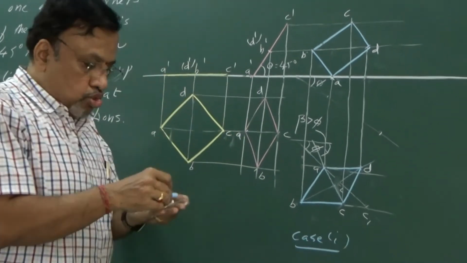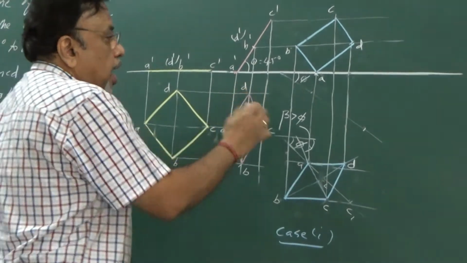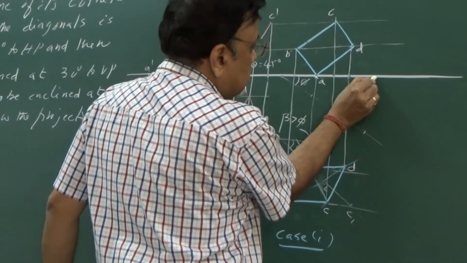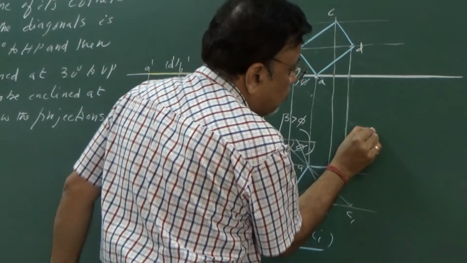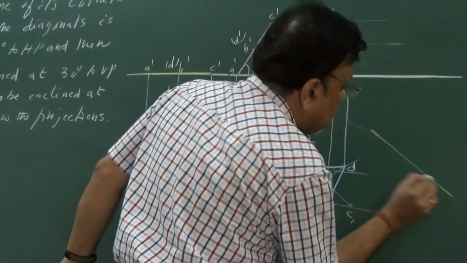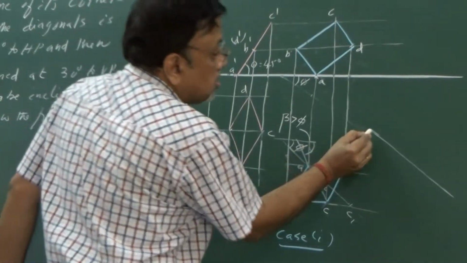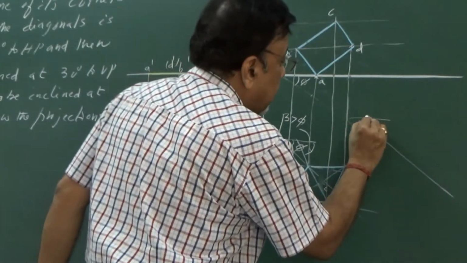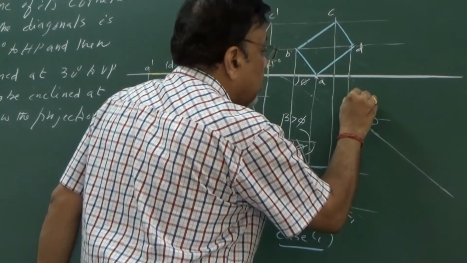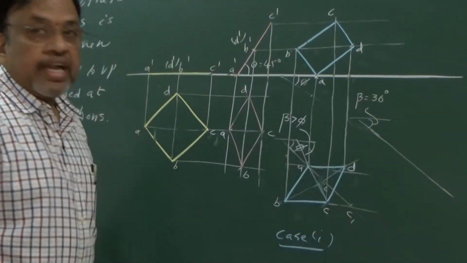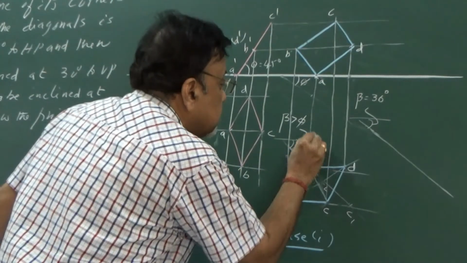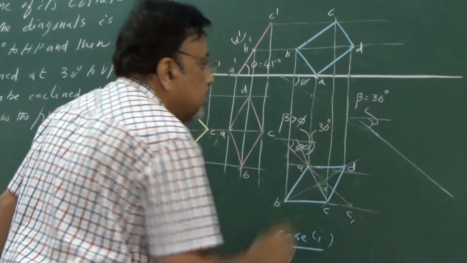Okay, so what about case 2? In case 2, I will consider another line like this, which is the same thing. I can take that 30 degrees now. So let me take 30 degrees only. So this is the 30 degrees line. That is, now I can say this particular angle, this angle is what? Beta. Here beta is equal to 30 degrees. In this case, phi is equal to 30 degrees.